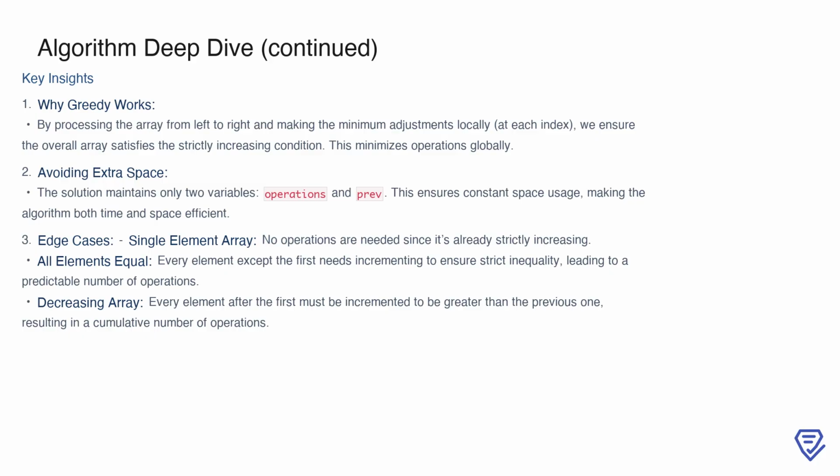It's also important to consider edge cases. For instance, if the array contains only one element, no operations are needed since it's already strictly increasing. In cases where all elements are equal, every element after the first must be incremented to maintain strict inequality, leading to predictable results. Similarly, if the array is strictly decreasing, every element after the first will need to be incremented to exceed the previous one, resulting in cumulative adjustments.